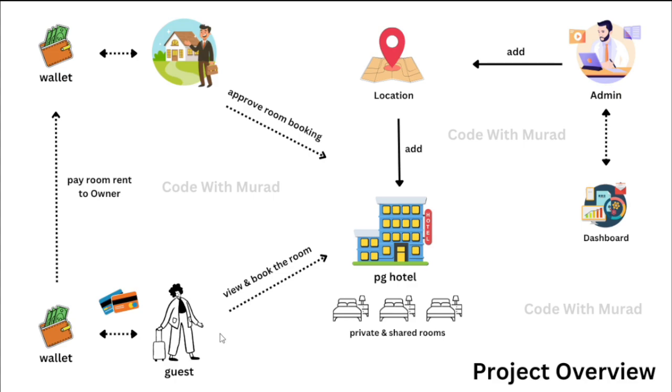Now as soon as the complete PG hotel and room details are added by the owner, when a guest visits our application, they will be able to see all the hotels. They can search the hotels by name, and also they can see all the hotels by using the locations. Then they will be able to see the complete detail about the hotel, and also all the available rooms, whether private or shared. The guest will be able to see the complete detail.